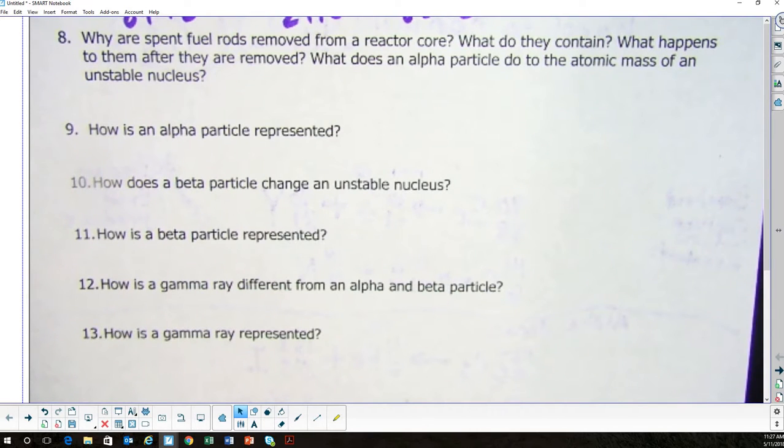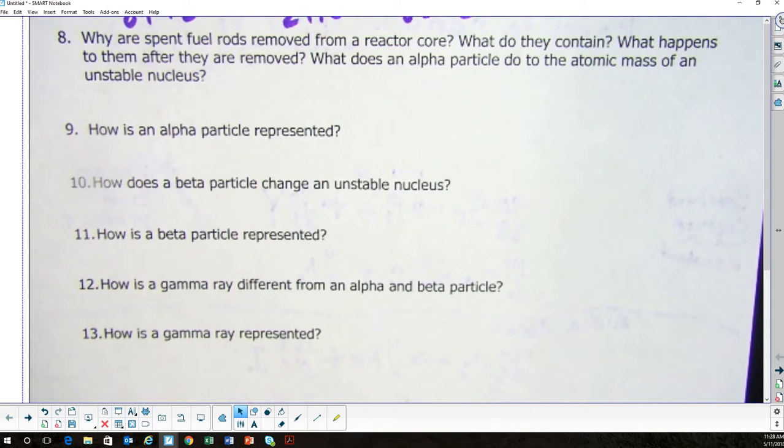Why are spent fuel rods removed from a reactor core? What does it mean to be spent? They do have plutonium, but it's still radioactive. Went through a half-life. Okay, it went from uranium to plutonium, but it's still going to decay again. So what does it mean to be spent in a nuclear reactor? What is that reactor core? What are those fuel rods for? What are we trying to do with them? We're trying to give off energy.